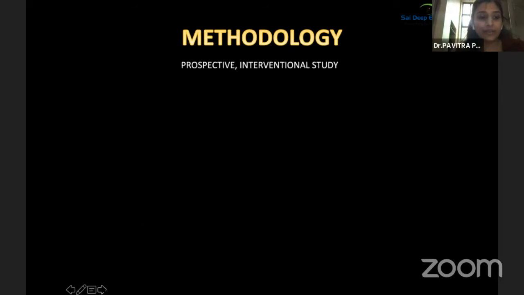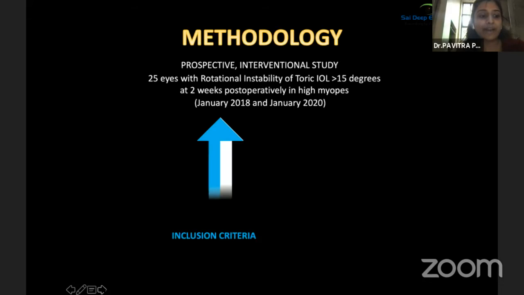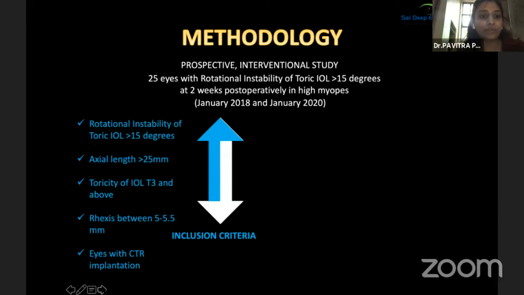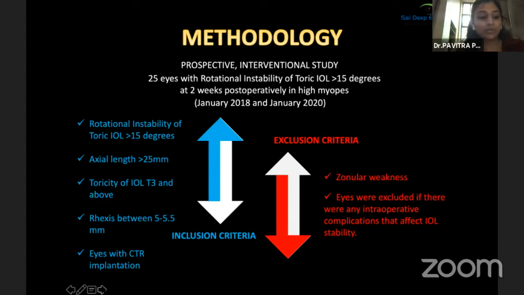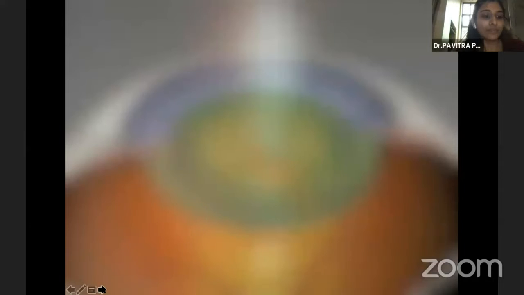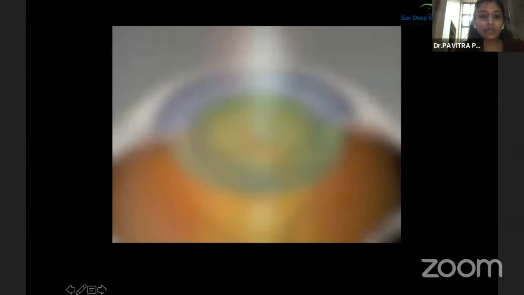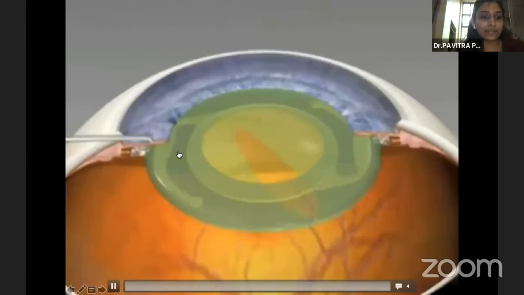This was a prospective interventional study which included 25 eyes with rotational instability of more than 15 degrees, who had an axial length of more than 25 millimeters, who had a toricity of IOL T3 and above, had a rhexis between 5 to 5.5 mm, and had a CTR implanted earlier. The exclusion criteria were patients who had zonular weakness or those who had intraoperative complications that could affect the IOL stability. ROC was done at 2 weeks post-operatively.